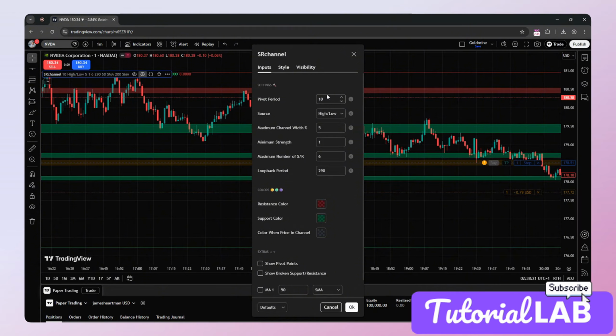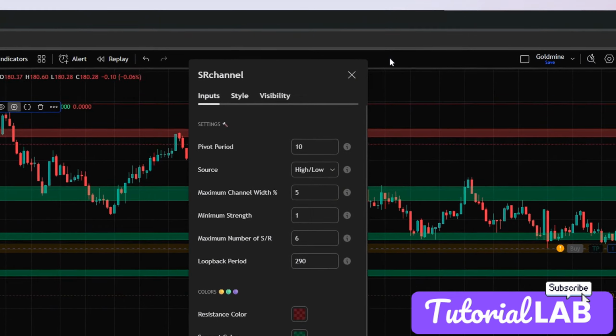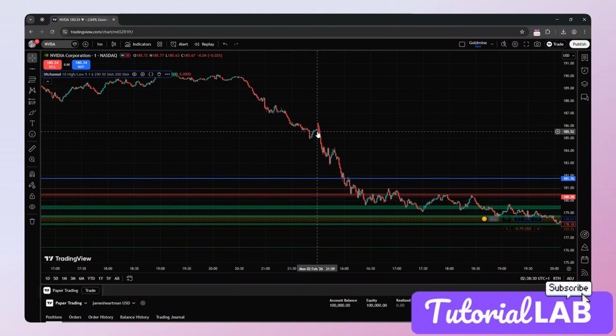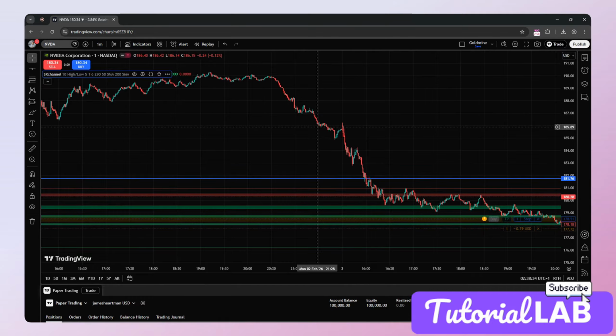Another helpful approach is using previous highs and lows. Zoom out on your chart. Find the previous day high and low and the previous week high and low. These often act as strong support and resistance levels, especially for intraday trading.